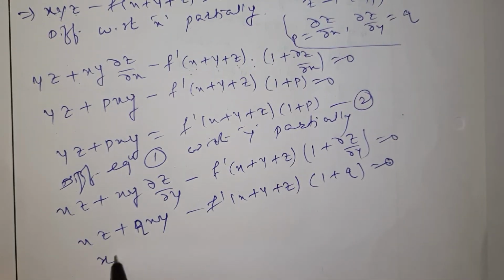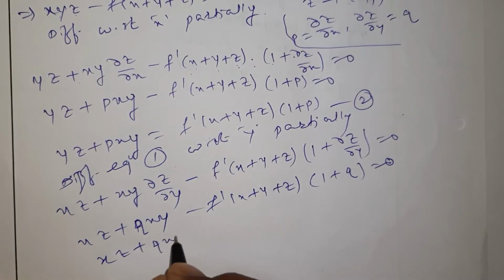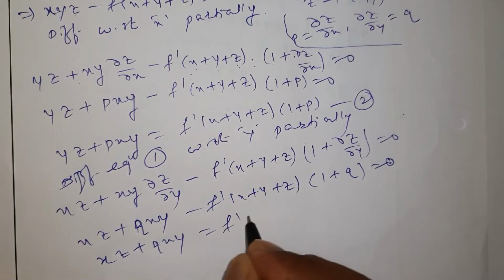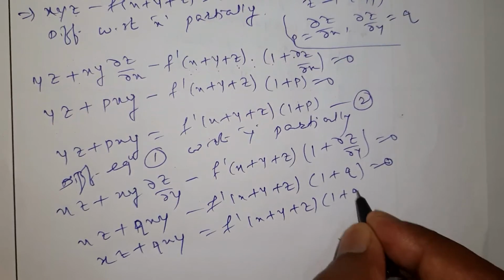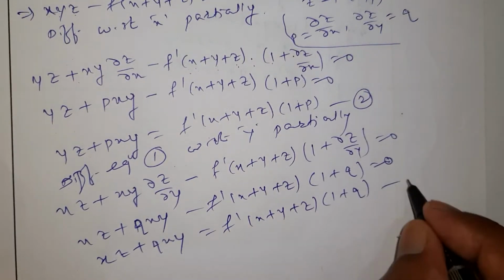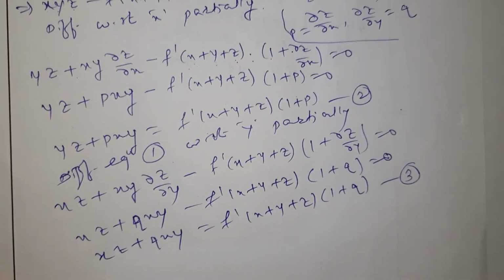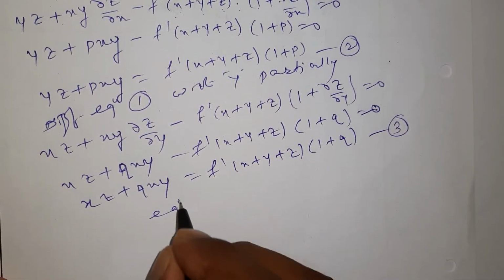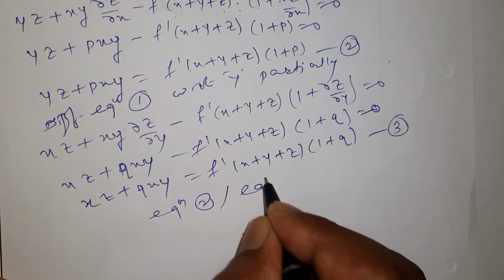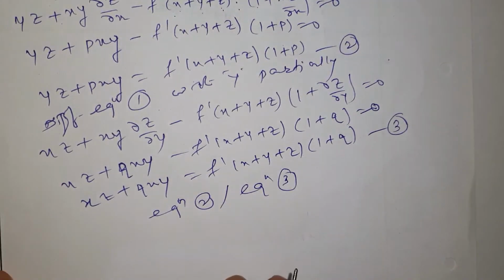Or you may write xz plus qxy is equal to f dash of (x plus y plus z) into (1 plus q). This is my equation number 3, right? From second and third, just divide it. Equation 2 divided by equation 3.